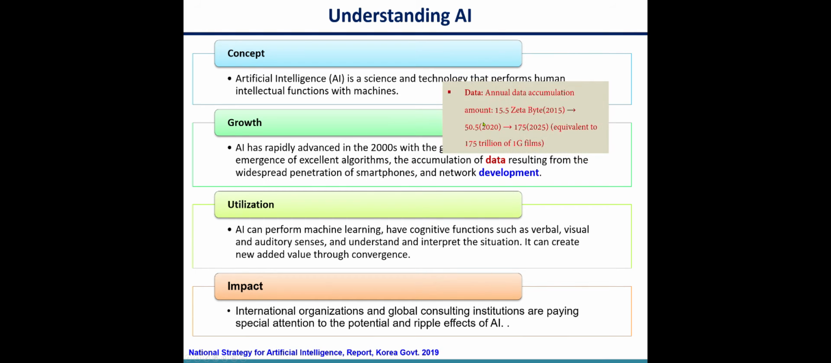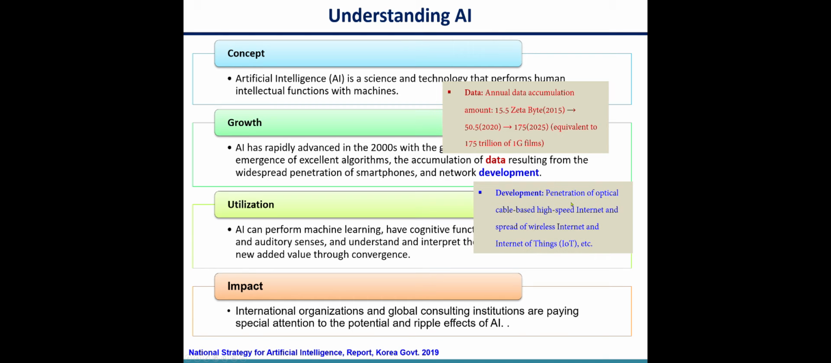Data, as we know, the annual accumulation of data is currently 15.5 zettabytes up to 2015, and by 2020 it was 50 zettabytes. In the future, by 2025, we will have 175 zettabytes of data, equivalent to 175 trillion gigabytes. This is driven by the penetration of optical cable-based high-speed internet, the speed of wireless networks, and the Internet of Things.